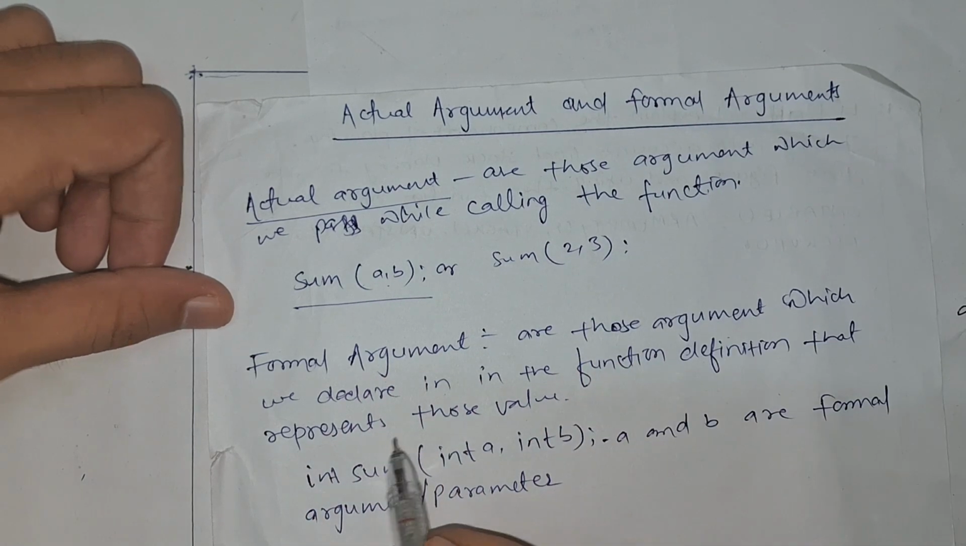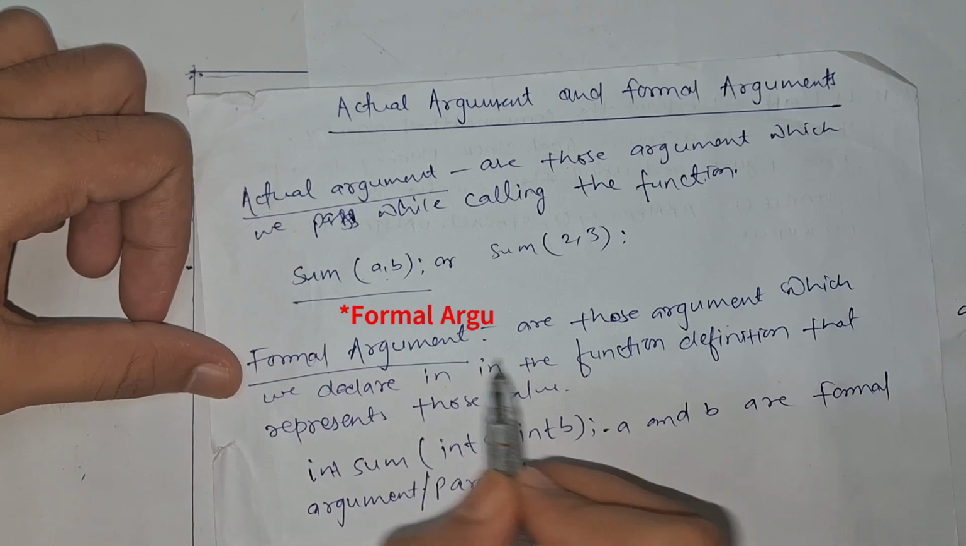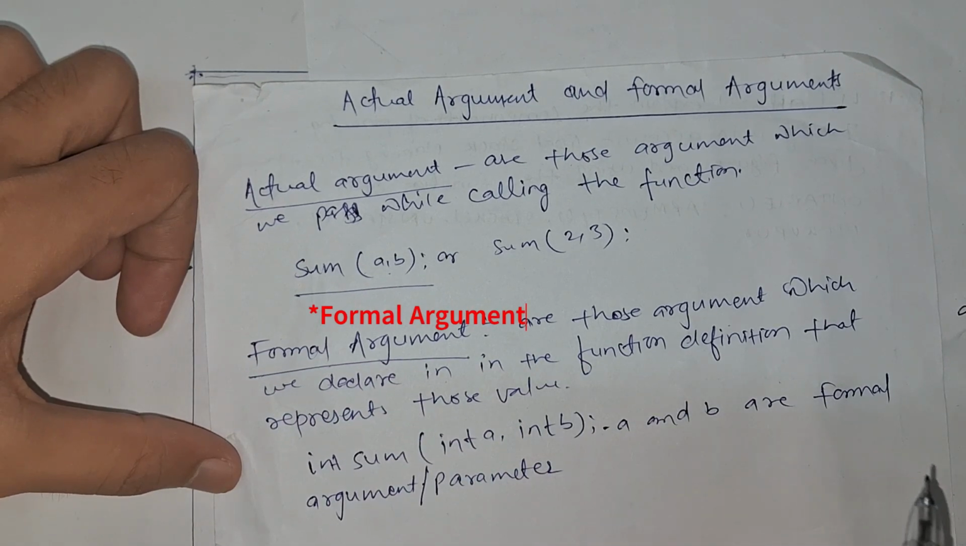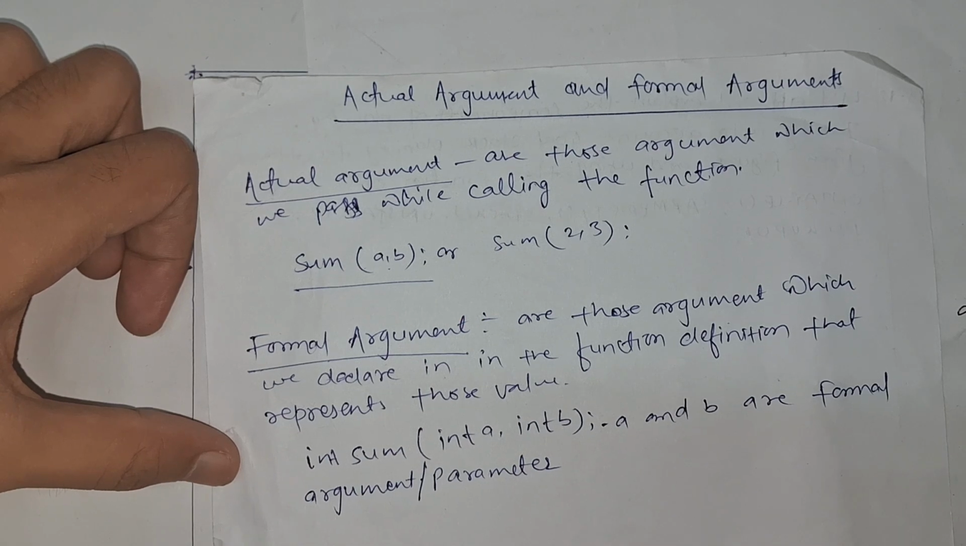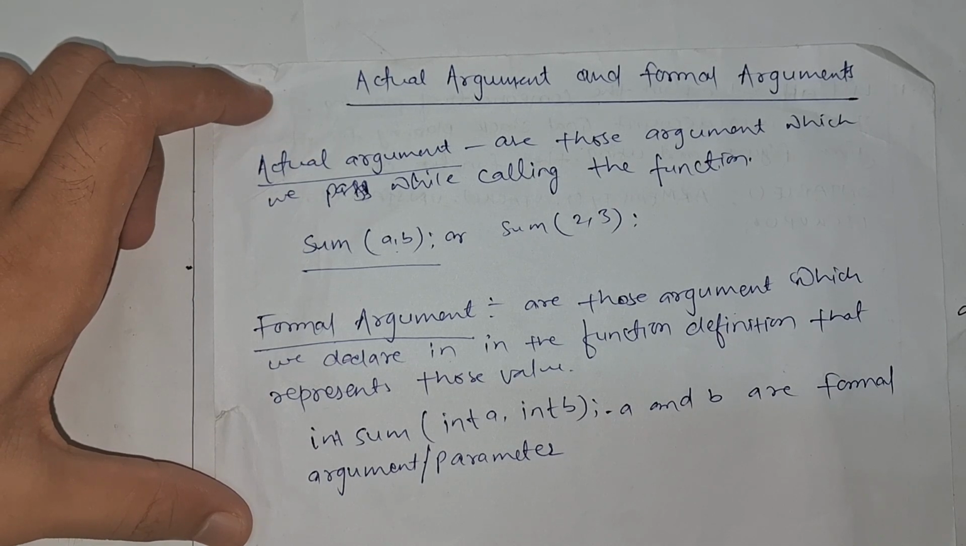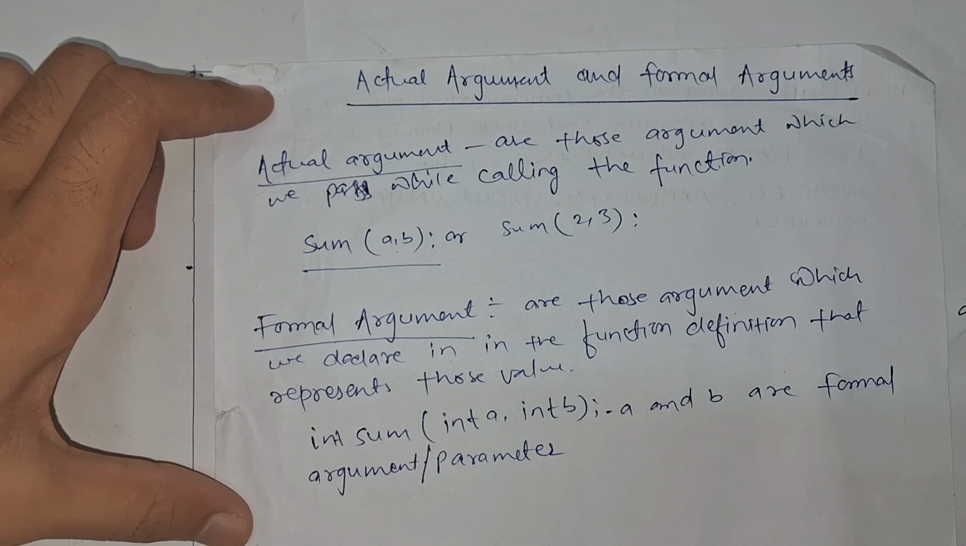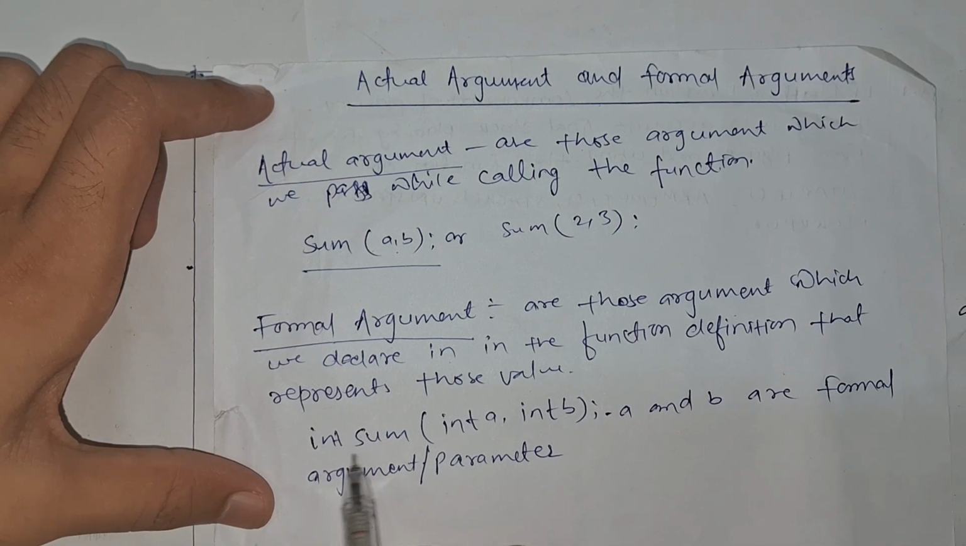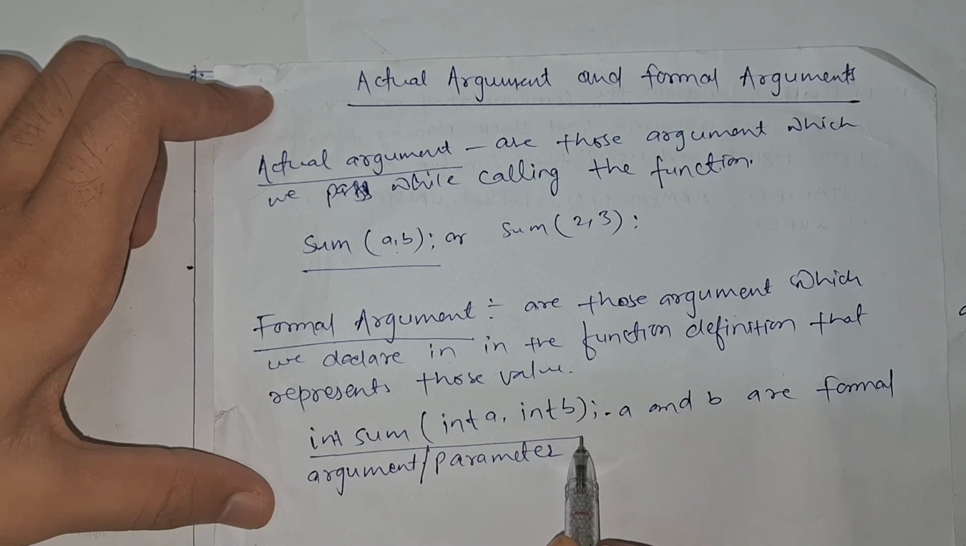But when we discuss formal arguments, these are the arguments which we declare in the function definition. Whenever we are declaring or giving the prototype of a function to the program for the sake of convenience to the compiler, we use some variables in the function definition, and those declared variables are known as formal arguments. This is the syntax of formal arguments representation.